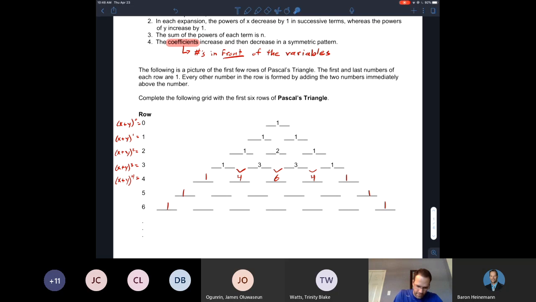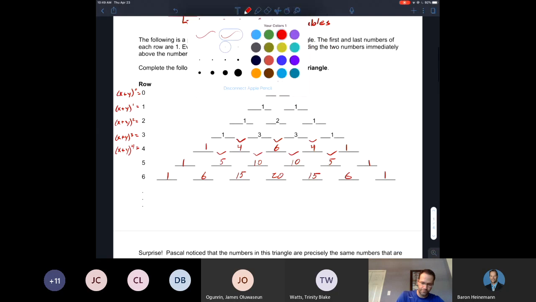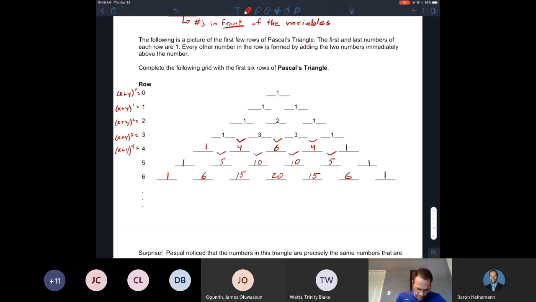And then the next row would be 1, 5. If I add the two values immediately above it, 1, 5, 10, 10, 5, 1. And then 1, 6, 15, 20, 15, 6, and 1 if I was taking x plus y to the 6th power. And x plus y to the 7th power, I'm going to keep going. X plus y to the 7th power would be 1, 7, 21, 35, 35, 21, 7, 1. And so on and so on. I'm not going to keep writing it.